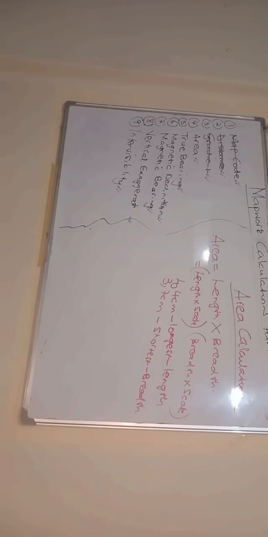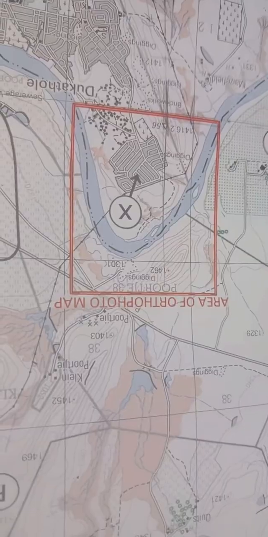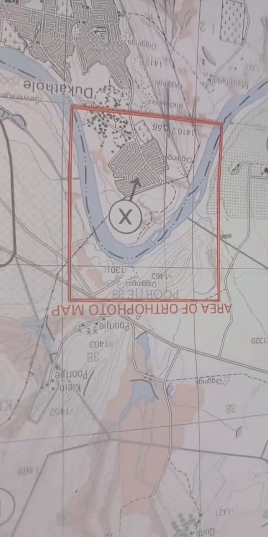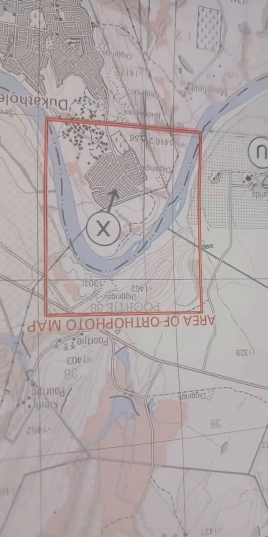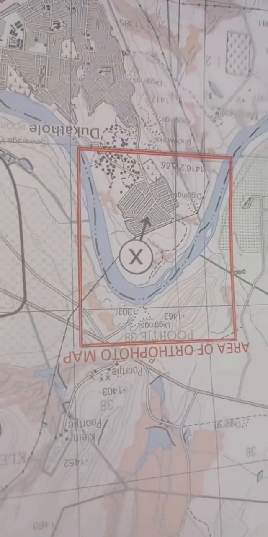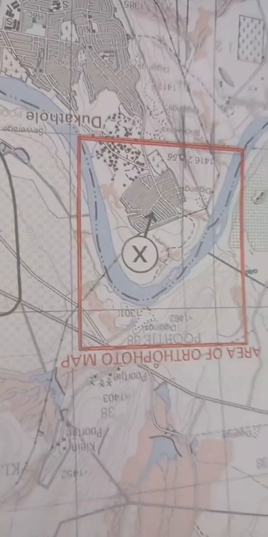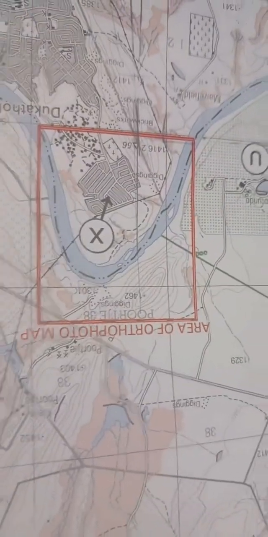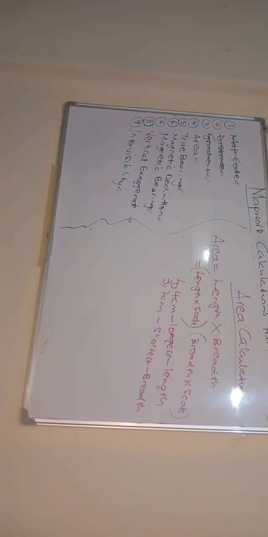We have measured. We are assuming that we were not given the length or the breadth. We were asked to measure to calculate the area of the red square on the topographical map. So we are assuming that we were not given the unit for the length and the breadth. So we have measured it ourselves. The longest becomes the length and the shortest becomes the breadth. And remember, your area is always squared.